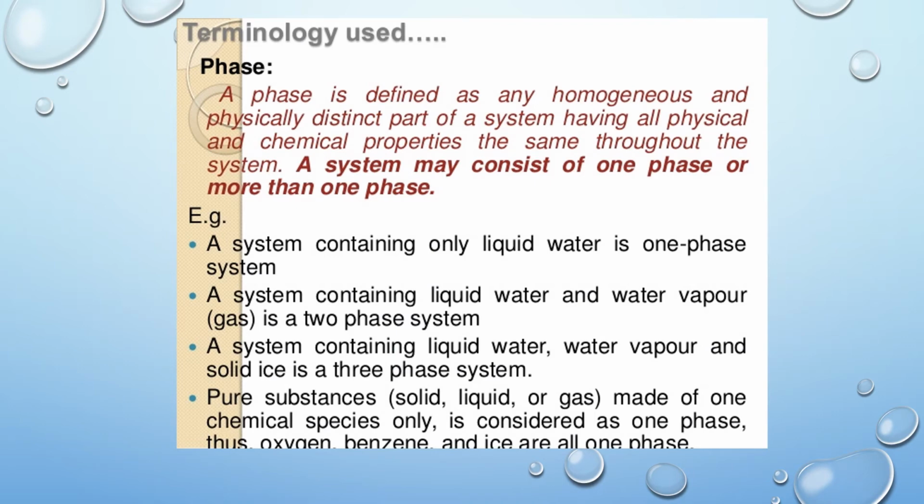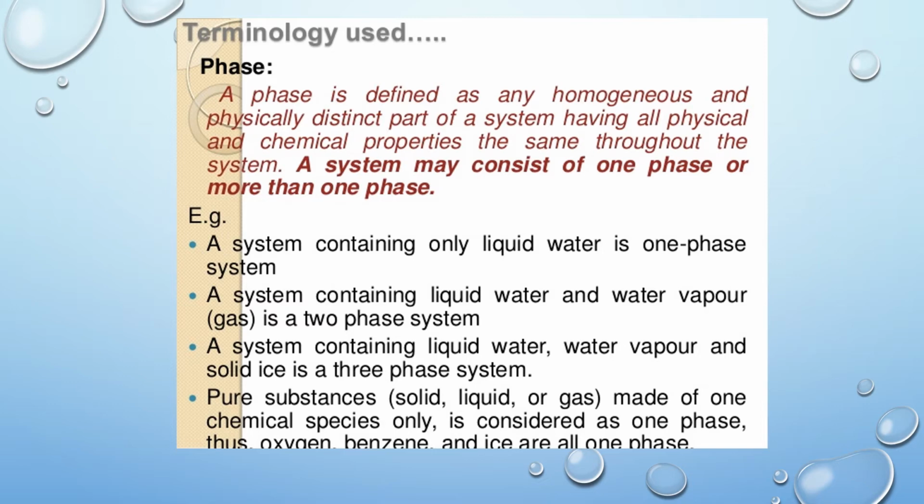A phase is defined as any homogeneous, physically distinct part of the system which is mechanically separated from other parts of the system by definite bounding surfaces. A phase can exist in either one of the states of matter, namely solid, liquid or gas. In a gaseous system, only one phase is possible as gases are completely miscible with one another in all proportions.